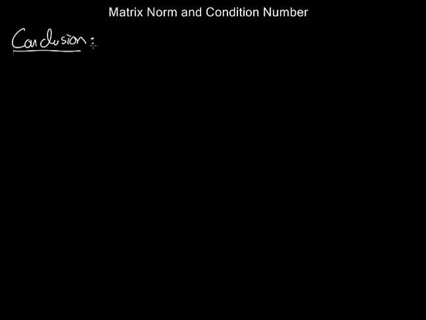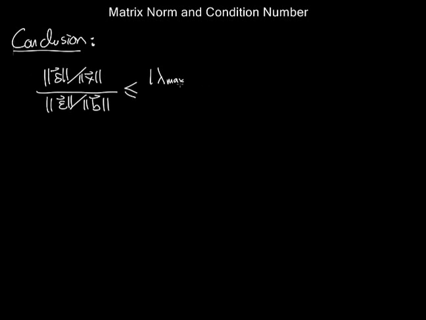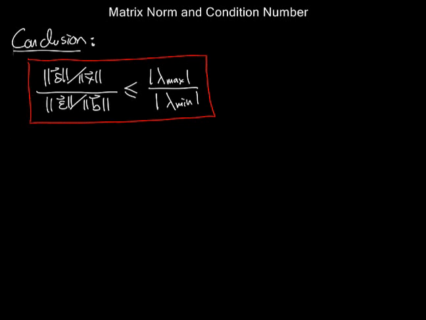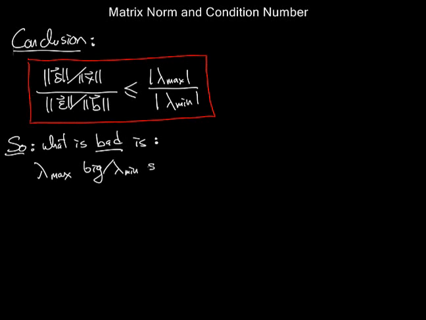So the conclusion is the following. This number that I'm trying to put a bound on, this ratio of ratios, is less than or equal to the absolute value of lambda max over the absolute value of lambda min. And I would really like this to be small. So what's bad is when lambda max is big and lambda min is small, or both of those things, so that the ratio is big.